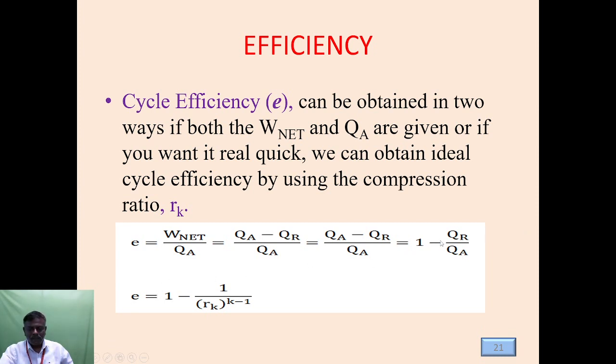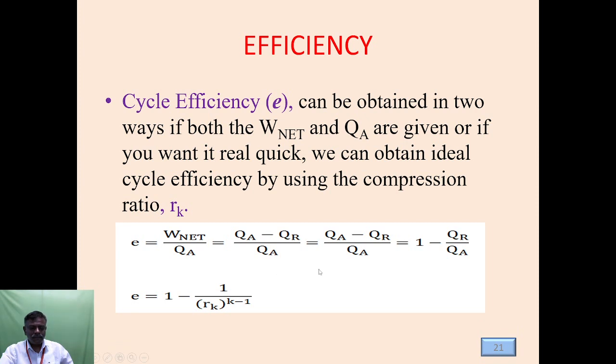And we have to convert this relation in terms of compression ratio. Efficiency equal to 1 minus 1 by r_k power k minus 1. This is the final efficiency equation to find out the efficiency of the Otto cycle, because based on the compression ratio, it is easy to find out the efficiency.